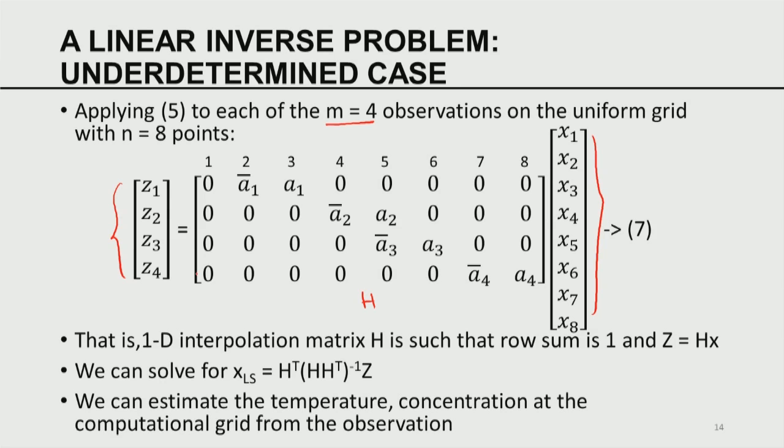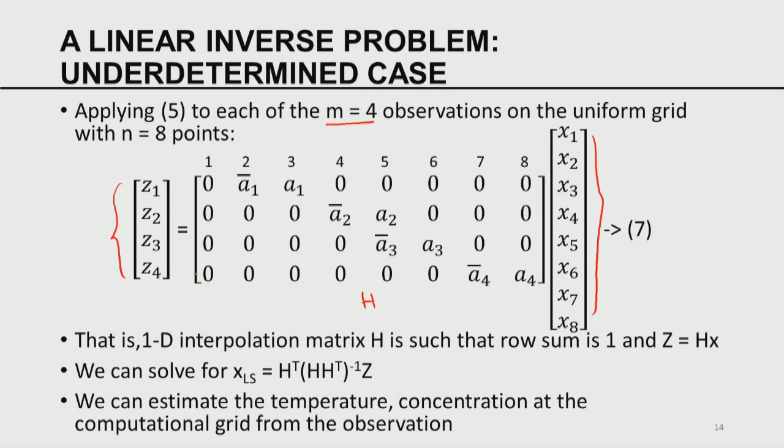Z3 in the interval 5, 6. Z4 in the interval 7, 8. And you can see in every row there are more zeros than non-zeros. Further, the sum of the non-zero elements in each row is 1. It need not be the case that A1 is equal to A2, need not be equal to A3, need not be equal to A4.